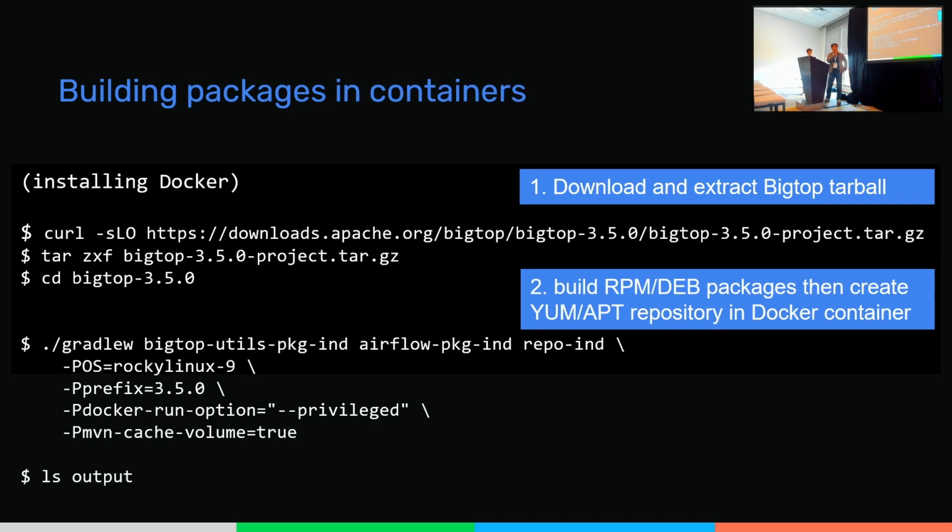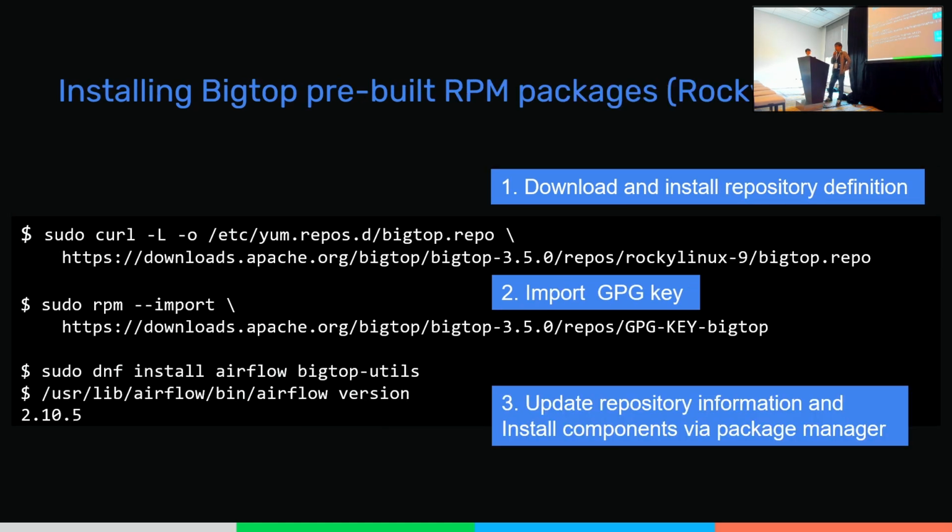You can also do the packaging inside provided containers with pre-installed toolchains. You can build RPM packages on a Debian variant host OS by this, and you can build deb packages on a Red Hat variant host OS. You can also install products in the Bigtop stack using pre-built packages from published repositories. You'll need to install GPG keys for verifying package signatures.